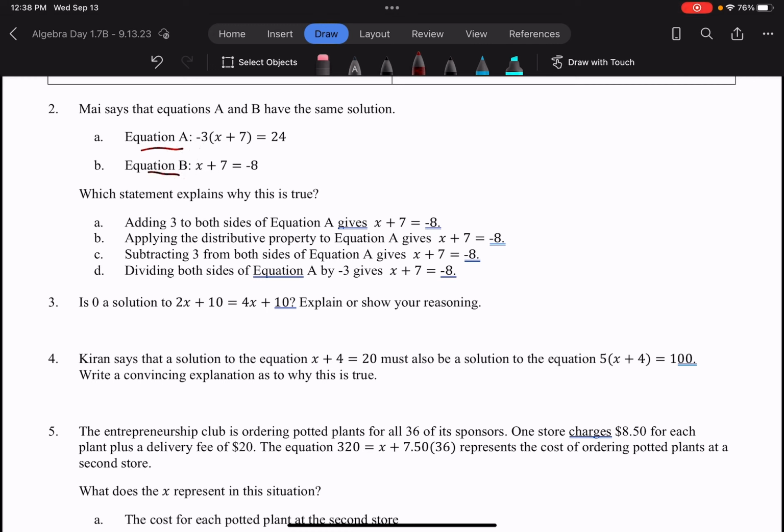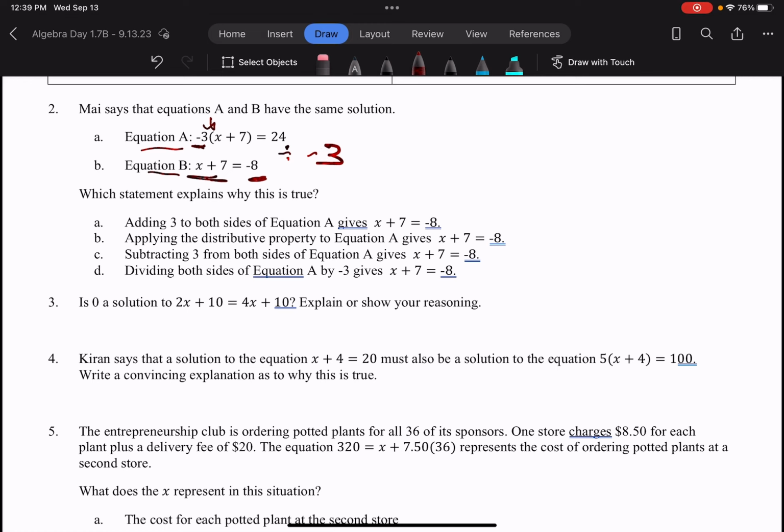All right, so which of these statements shows us this is true? So I can see here that originally in equation A, she had a negative 3 outside of the parentheses, so part of distributive property. And then in equation B, that negative 3 is no longer there, which means because this is multiplication here, she had to have divided. And I can see that here on the other side, I now have negative 8, and I can tell that she divided 24 divided by negative 3.